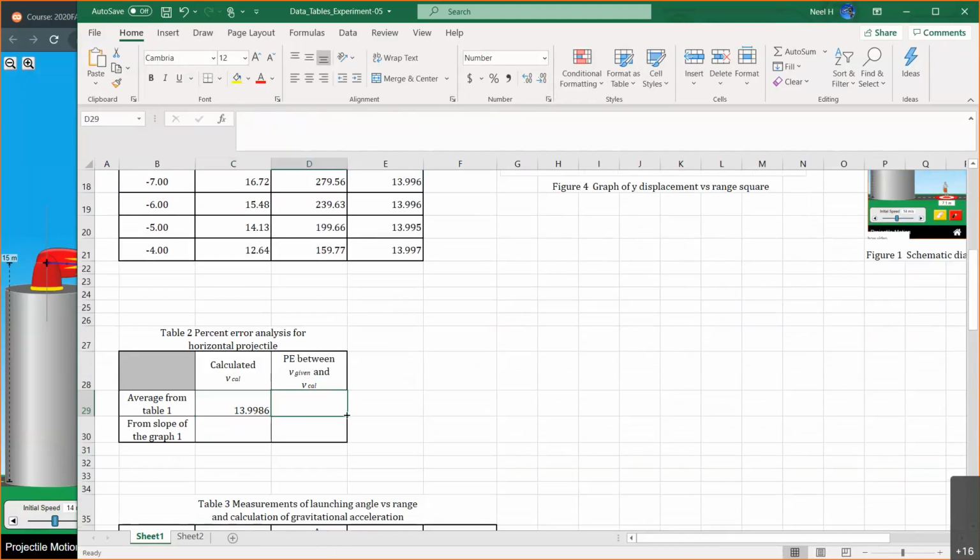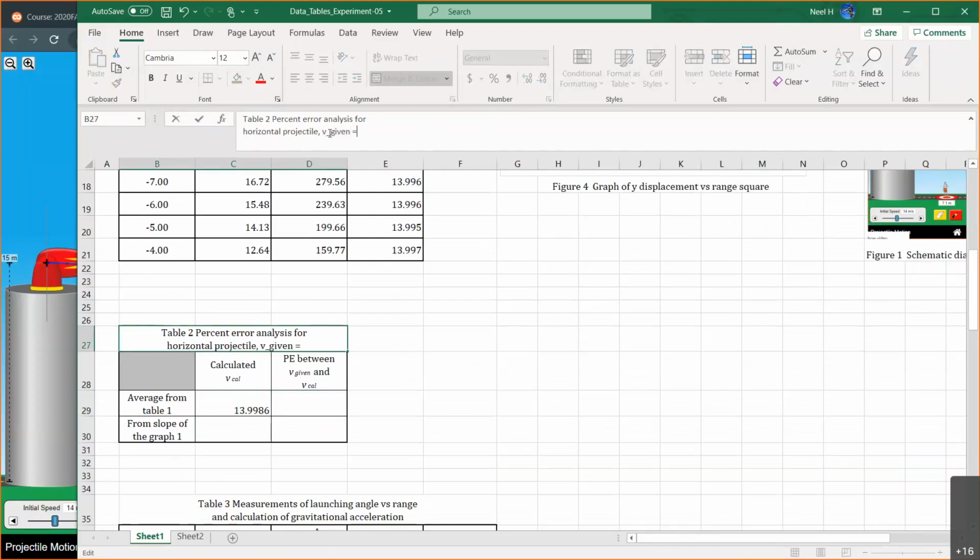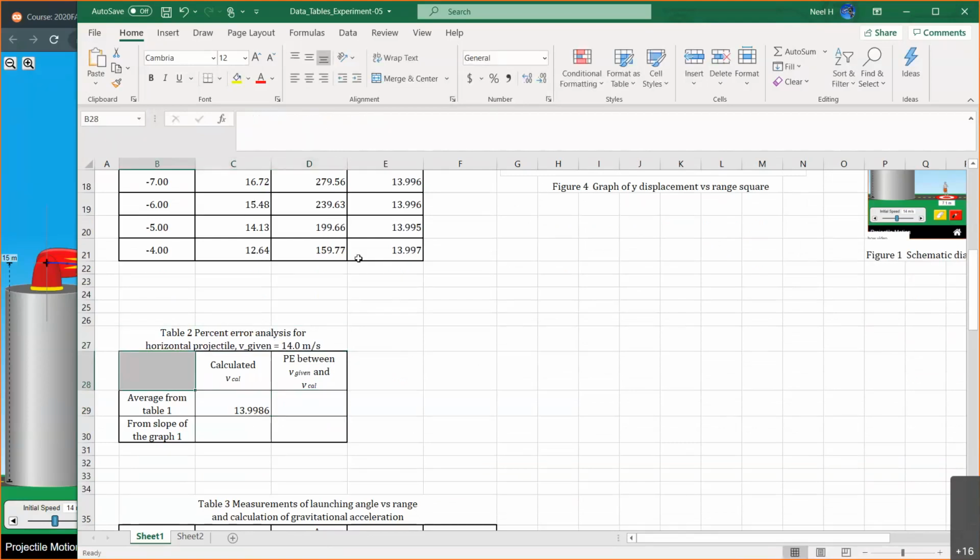Now, let's compare that to the expected value. The expected value is given, you can write it down or include it here. The given expected value is 14.0 meters per second. That is the number we applied to the simulator, okay? And equal sign ABS, do the percentage error, parentheses, expected 14 minus calculated cell number C29, close brackets, 14, multiplied by 100.